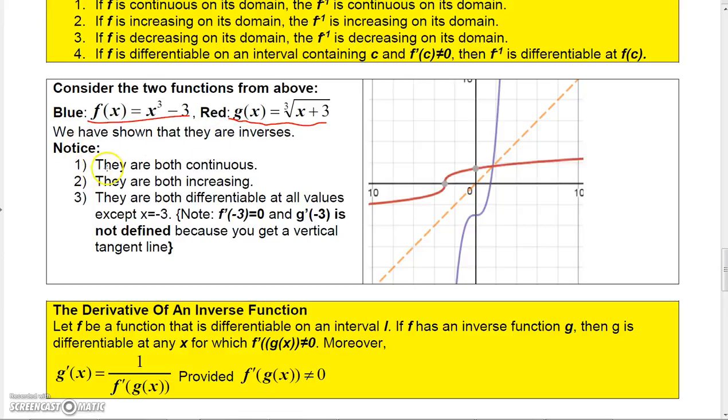And notice that both of these functions are increasing throughout their domain, and they both are differentiable at all values except negative 3, because f prime of negative 3 is 0 for the one function, but g prime of negative 3 is not defined because you get a vertical tangent line at negative 3. And so there's the negative 3. So that's where you get a vertical tangent line right there.